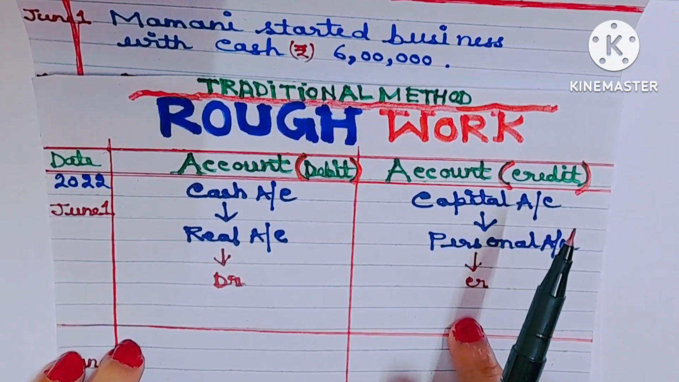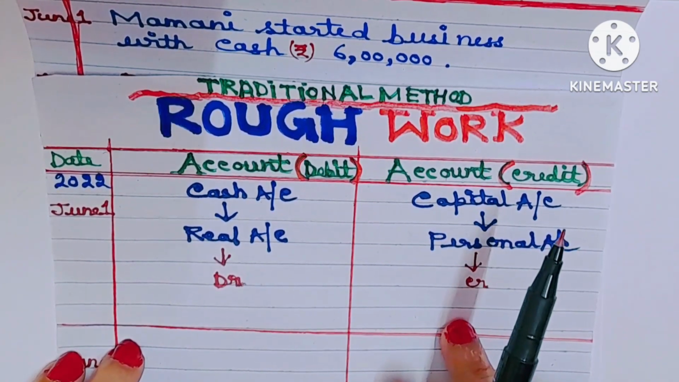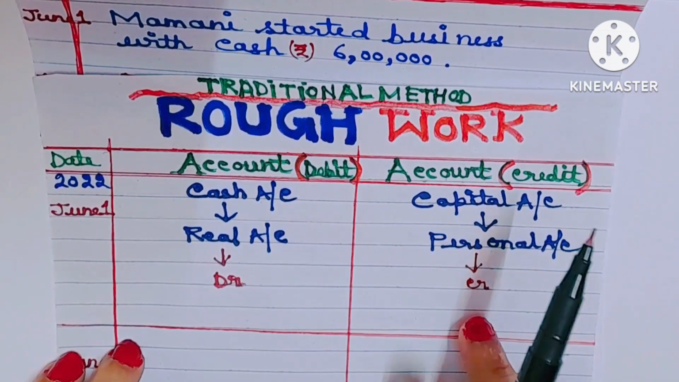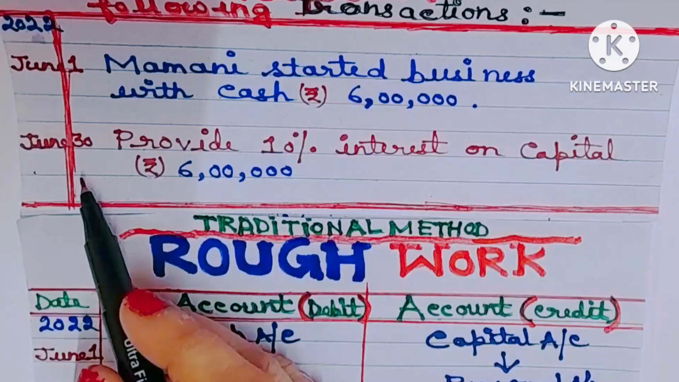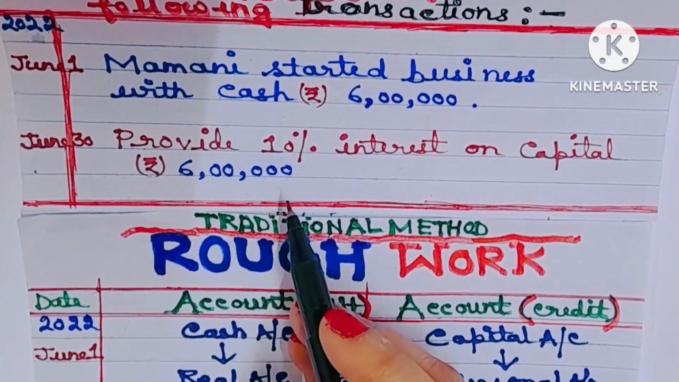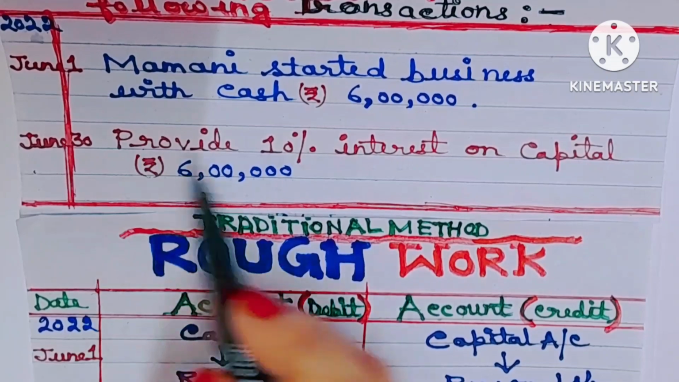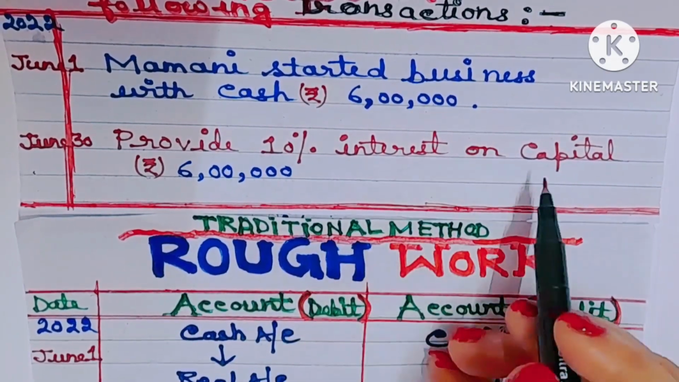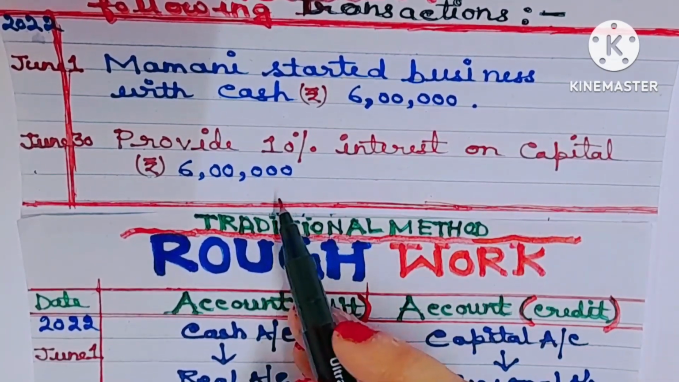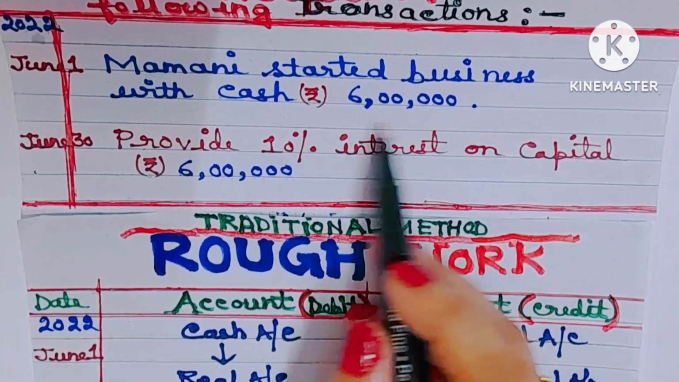Capital is important for the day-to-day running of the business and financing its future growth. It is a vital source of financing a business operation. Okay? Now let's go through the second transaction. 30th June. Provide 10% interest on capital. So what is the amount of capital? 6 lakhs. We already know.